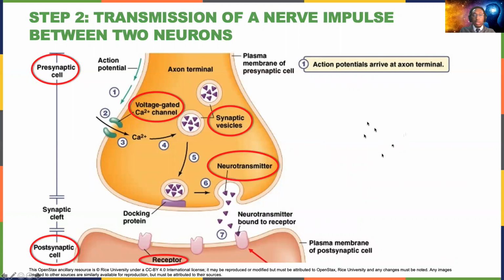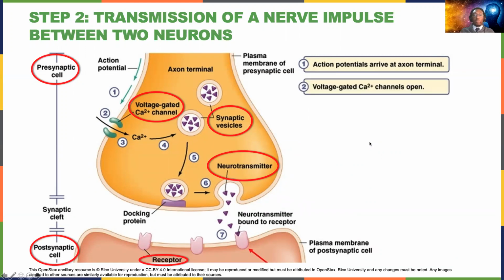So the first step is that an action potential arrives at the axon terminal. So the action potential diagram that we reviewed in the previous video results in channels opening all the way down an axon. If it's myelinated, jumping from one node of Ranvier to the next until it reaches an axon terminal. And once the axon terminal reaches a certain voltage, it allows for the opening of voltage gated calcium channels.